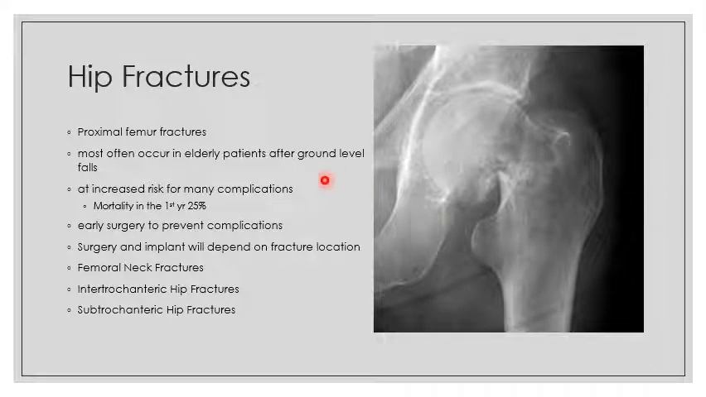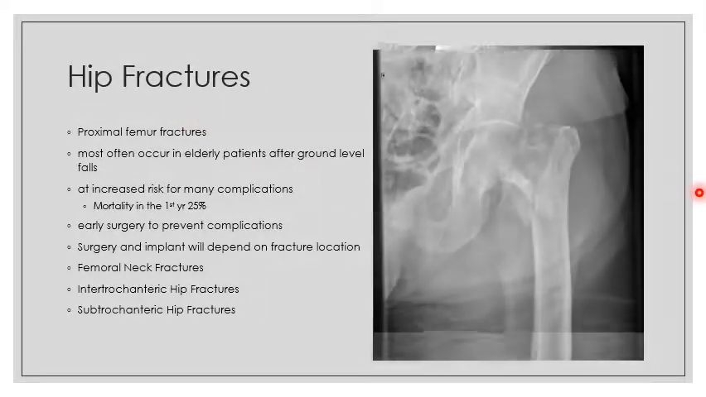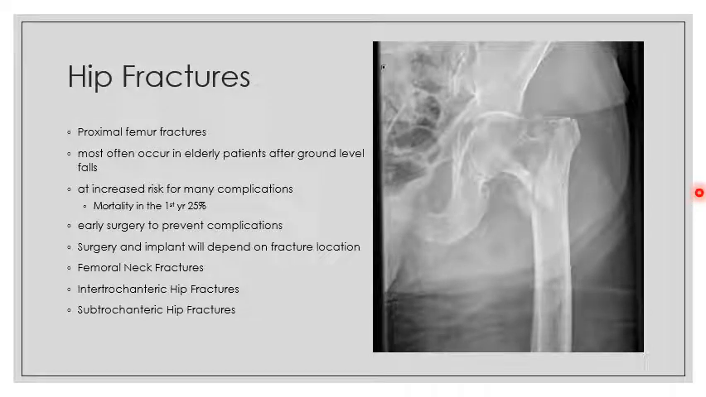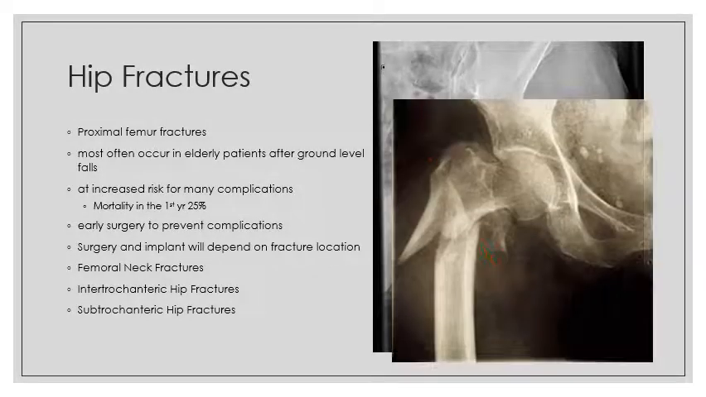So the three types of hip fractures, or proximal femoral fractures: you have your femoral neck. This one is your intertrochanteric hip fracture, between the trochanters of your femur, and you have your subtrochanteric hip fractures.